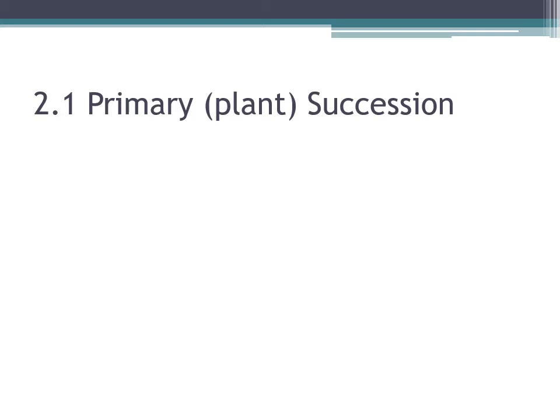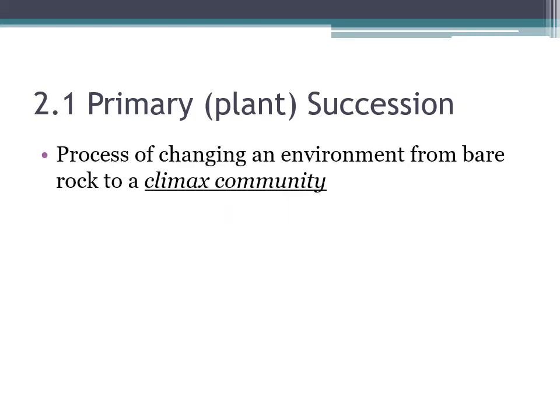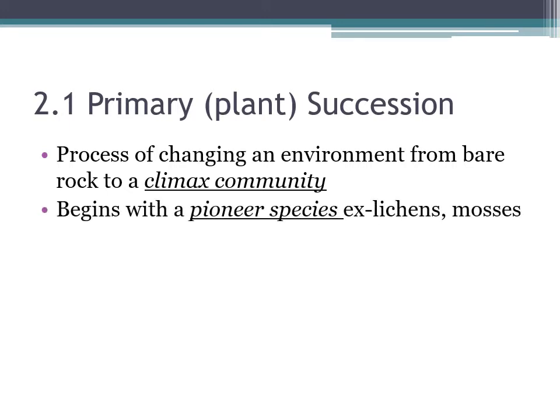And the first one we have is primary succession. When we just have nothing, how do we get life in an area? This is where we start with bare rock and we're working to reach a climax community, which is the most stable community. With this, it has to begin with what we call a pioneer species.